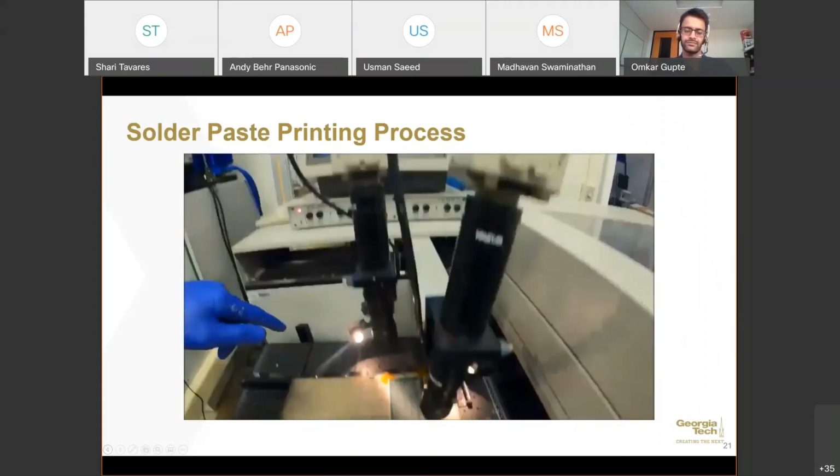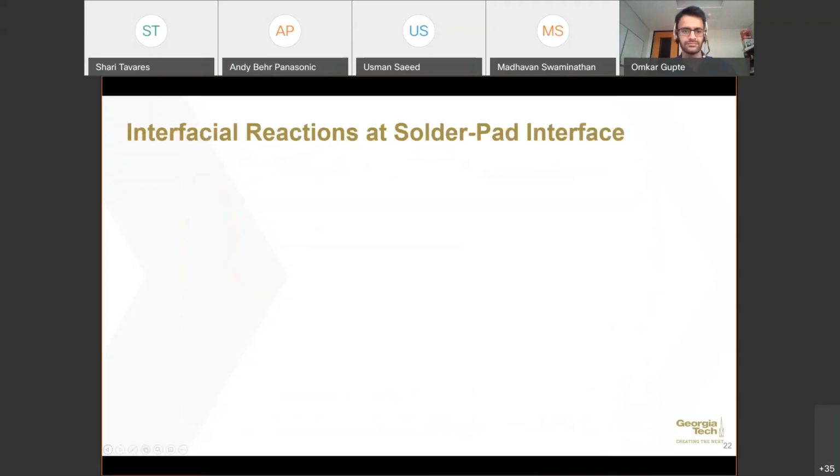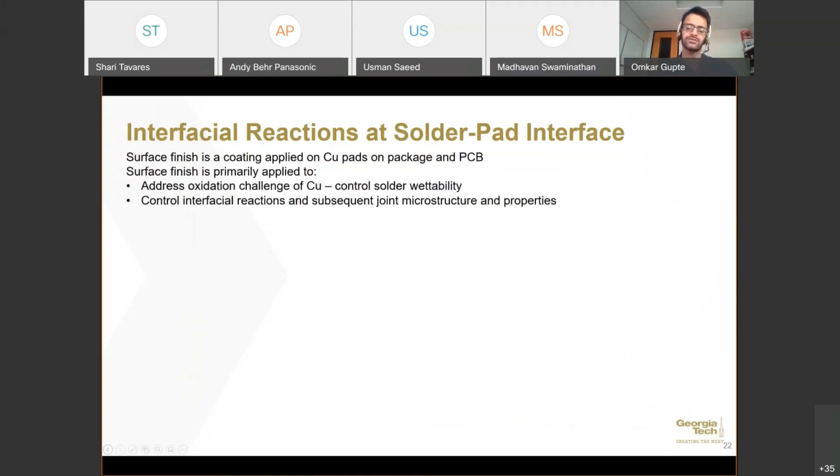And after this printing is done, the print is first inspected under an optical microscope to see if there are any visible defects, like some missing areas of solder paste or some bridging, and after that the board is reflowed to form the solder joint. So during this reflow, there are multiple reactions occurring at the interface of the solder and the copper pad, which essentially end up forming the joint.